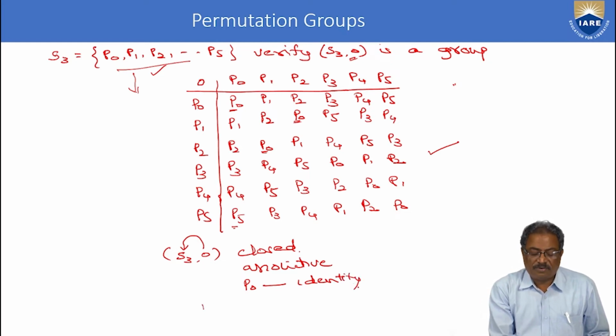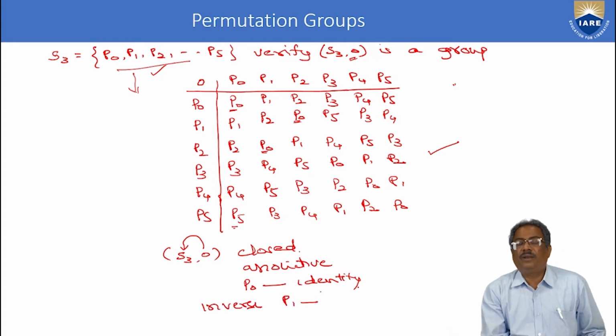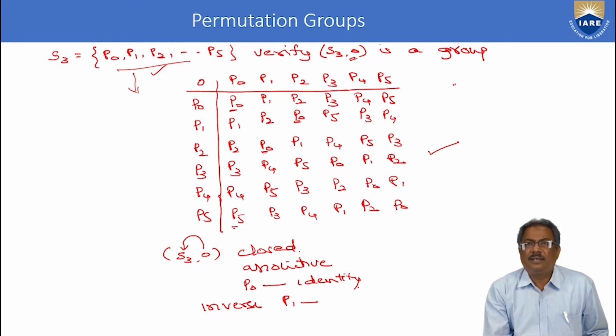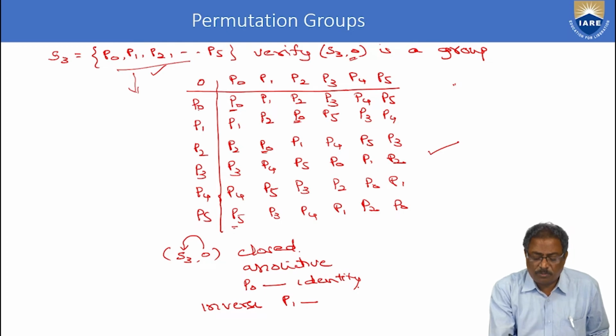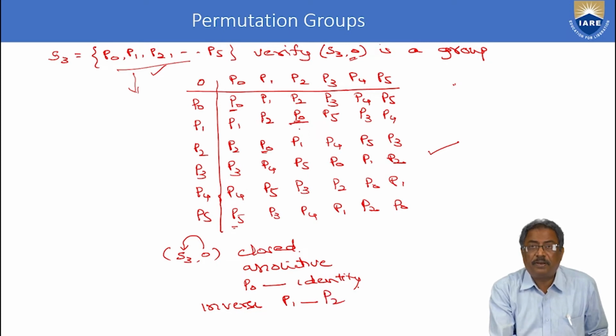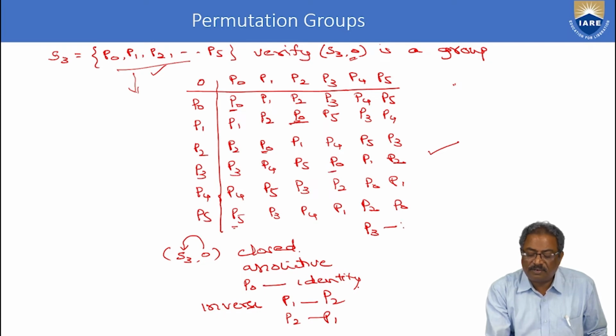And next, inverse. Suppose what about P1 inverse? Where I am going to get P naught, then it is nothing but its inverse. So here P1 inverse is P2. P1 circle P2 is P naught. So P1 inverse is P2 and P2 inverse is of course P1. Then P3 inverse is P3 itself. And P4 inverse is P4 itself.